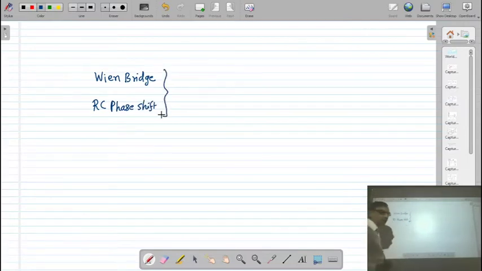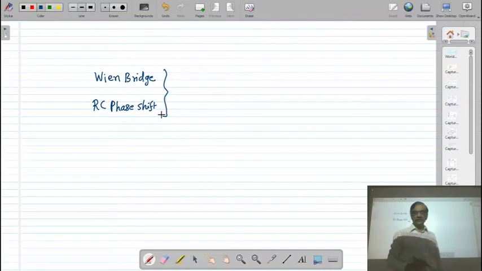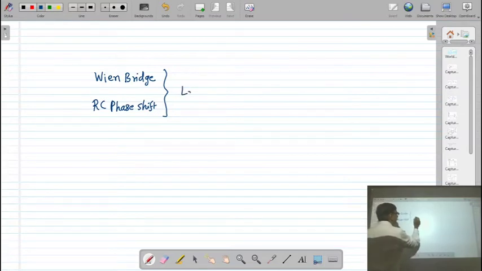But what is the limitation of this kind of oscillator? That it cannot generate high frequency. These oscillators are used for generating low frequency. And low frequency means it can generate up to 1 megahertz or 2 megahertz.